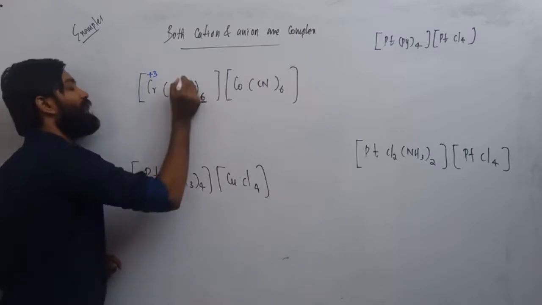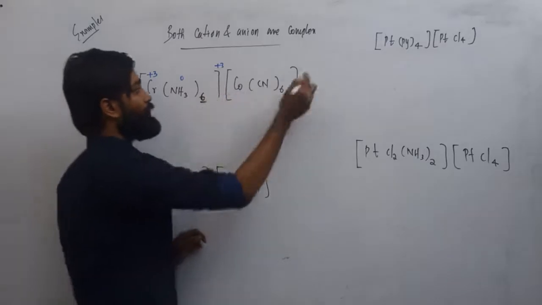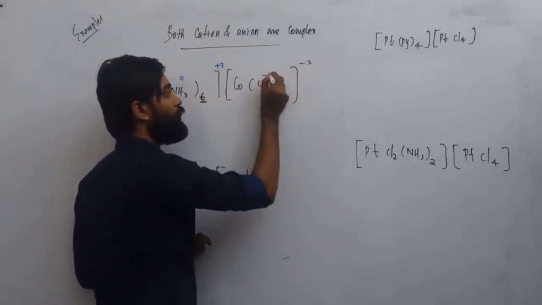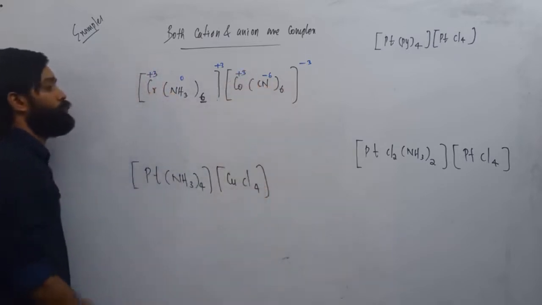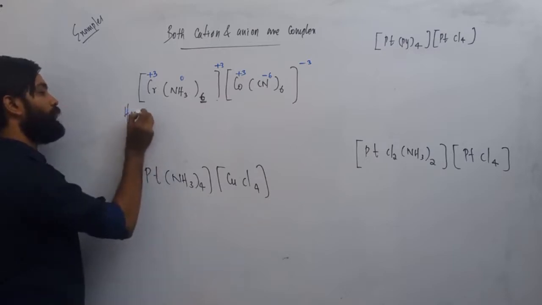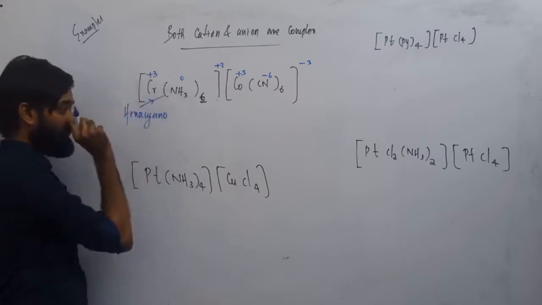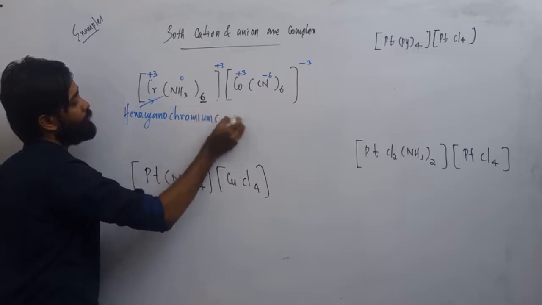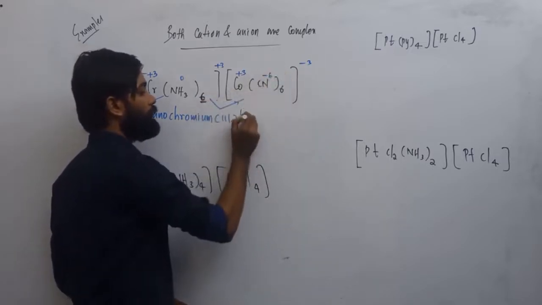So these amines all have 0 charge, so the entity will be +3. If this entity has +3, here it will be -3. If this has -3, with cyanide at -6, then your cobalt will be +3. So you should know the whole cases, okay? This is named as hexaammine chromium(III). Now the cationic entity is over. Now get into the anionic entity.